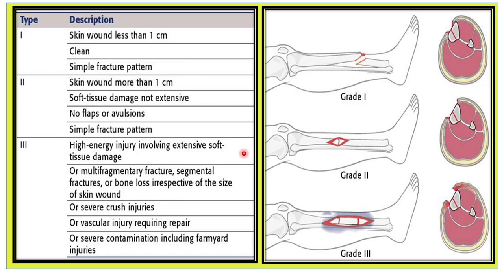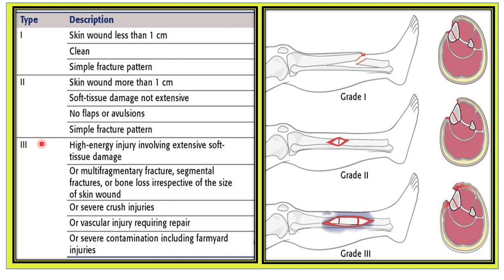And next is the diagrammatic representation of the Gustilo and Anderson classification. So you can see here type 1, that is a skin wound less than 1 centimeter, clean and not contaminated, occurring due to low energy trauma, with a simple fracture pattern. And grade 2 or type 2 is a skin wound more than 1 centimeter but less than 10 centimeter, and the soft tissue damage is not extensive, with no flaps or avulsions, and a simple fracture pattern. So this occurs due to a moderate force.